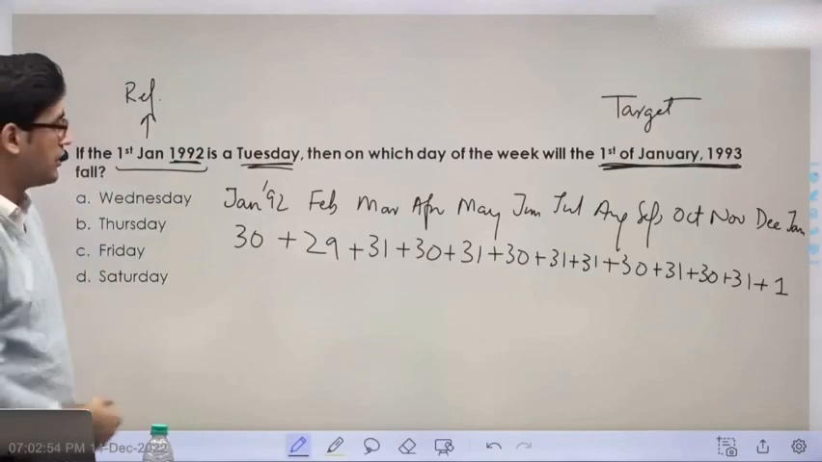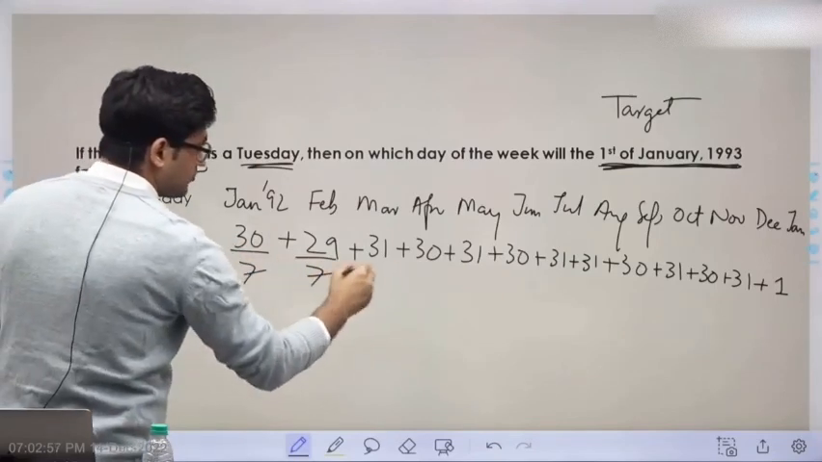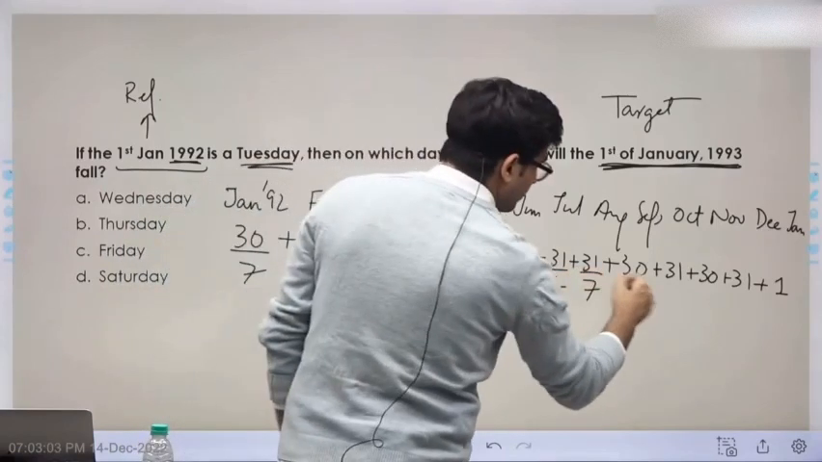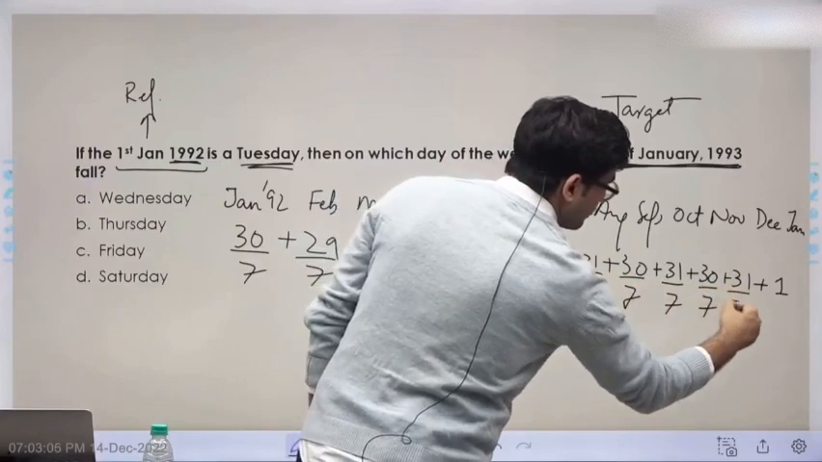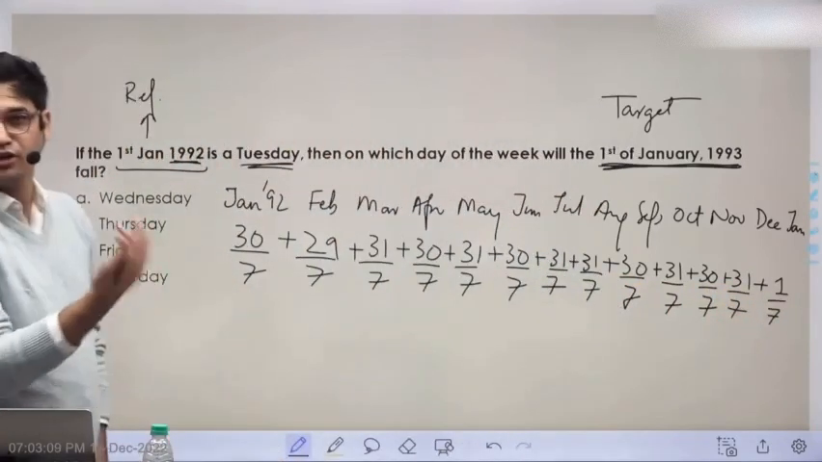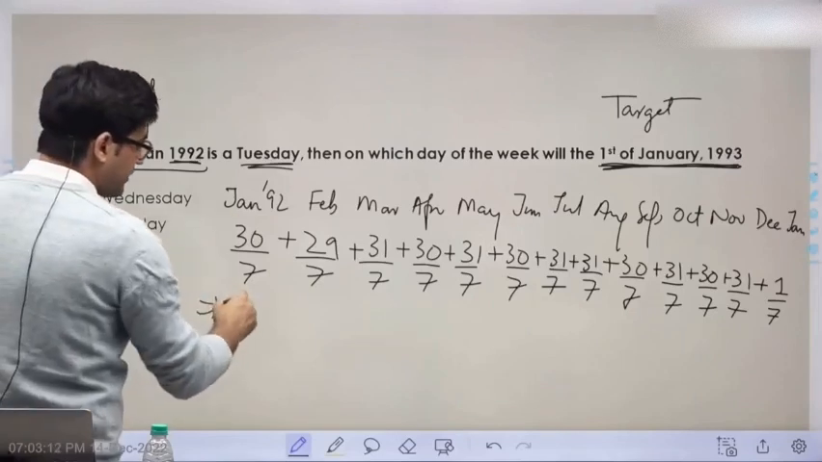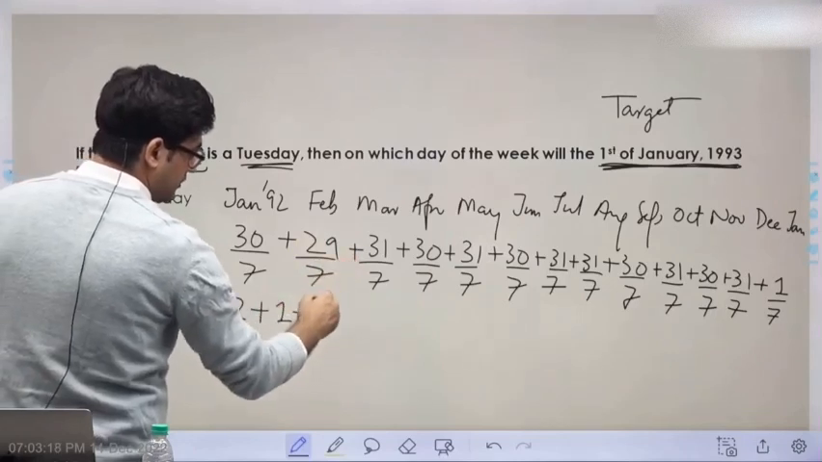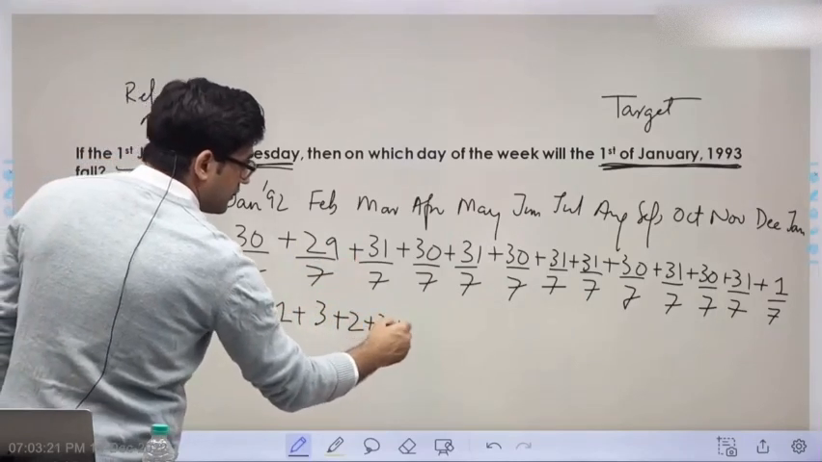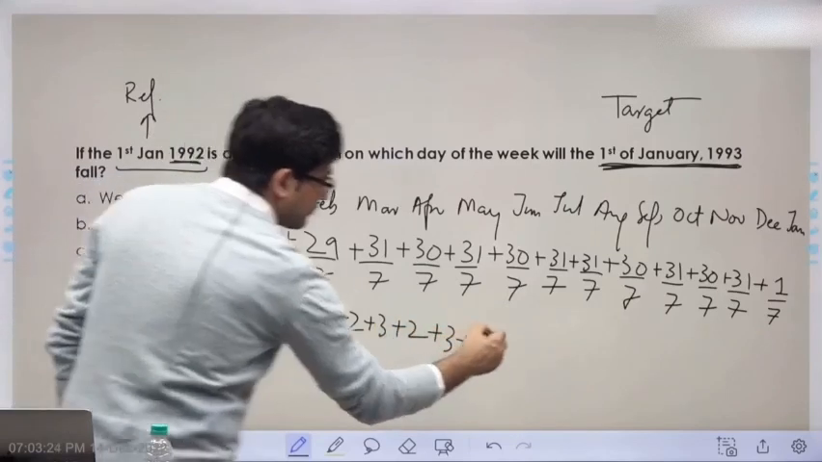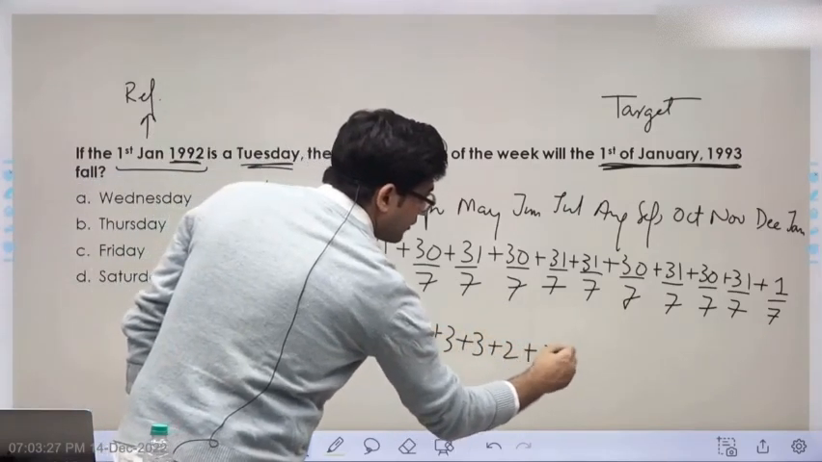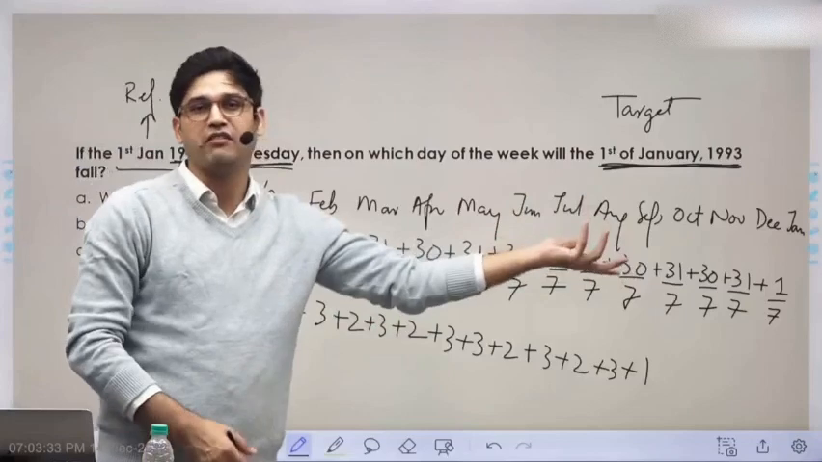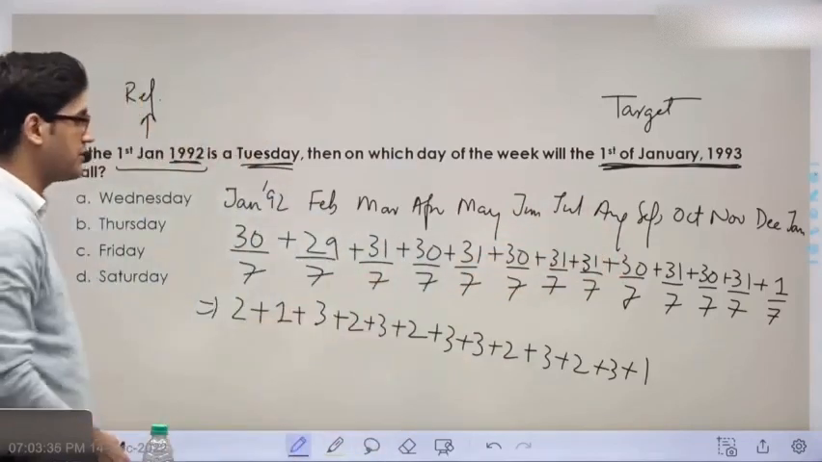Now, take a remainder of all of these. 30 divided by 7, remainder will be 2. 29 divided by 7, remainder will be 1. Then 3, then 2, then 3, 2, 3, 3, 2, 3, 2, 3 plus 1. 1 divided by 7, remainder will be 1 only. You can't divide 1 by 7. The remainder has to be 1.